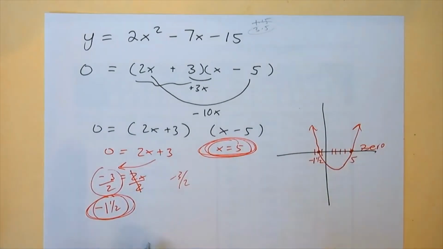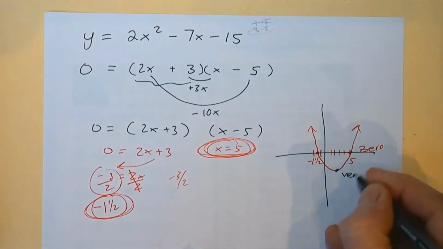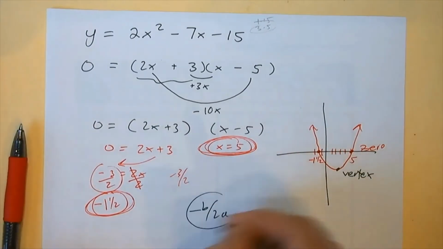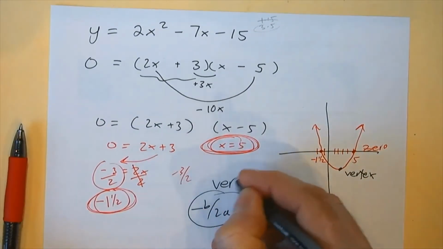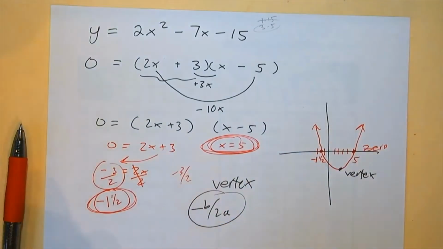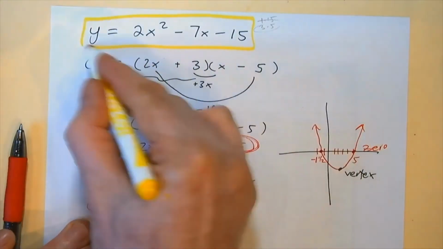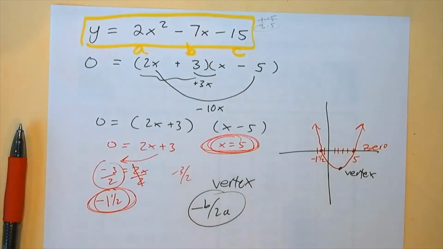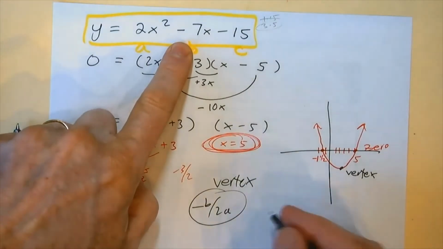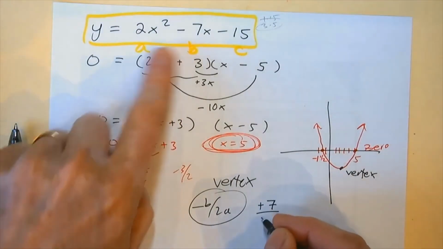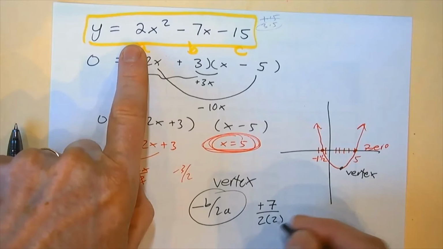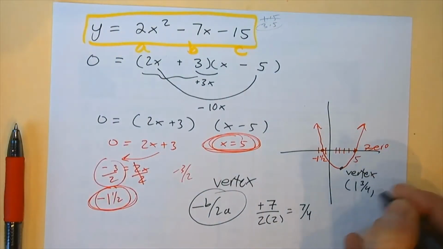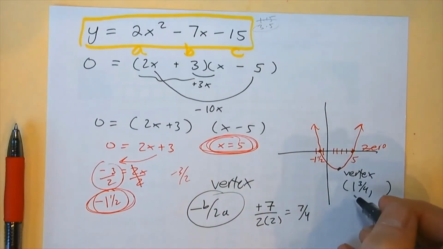Okay, so where is the vertex? I'm not sure. Let's do minus b over 2a to get the vertex. So look back at the original question, A, B, C. Okay, so we've got the opposite of -7, +7, over 2 times 2, 7/4, or 1 3/4. Oh, and now I got to plug 1 3/4 in.